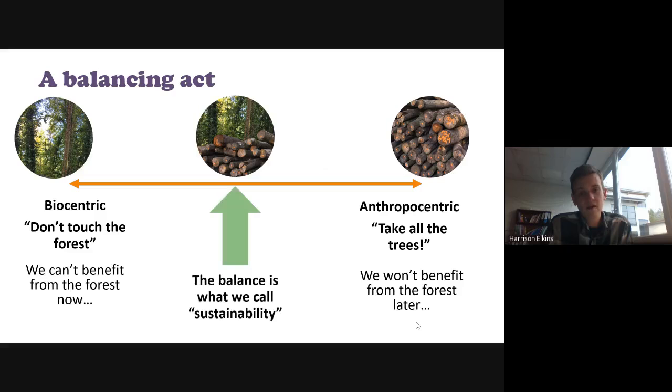So we need to have a balancing act, okay? Take some, leave some. This is what we call sustainability. So the word sustainable comes between these two aspects. It's more of a balance. Yes, you can take some and benefit from it, but also make sure that you're leaving some for later, okay?